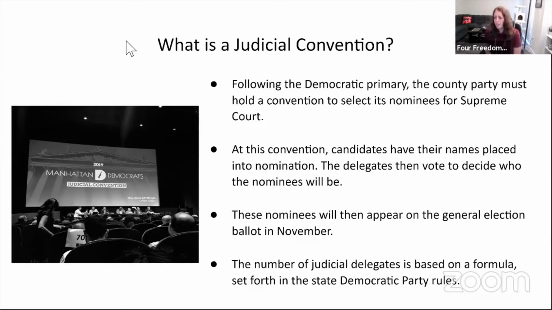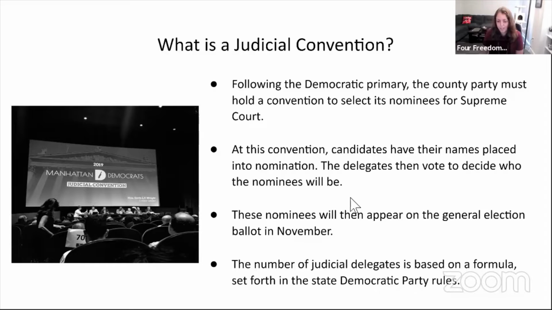So a lot of folks ask how the number of judicial delegates is determined. Every assembly district has a different number. And I debated adding this slide. It's math heavy, so if math isn't really your thing, feel free to zone out for a little bit. But I did want to share it with you because there is actually a formula for it.